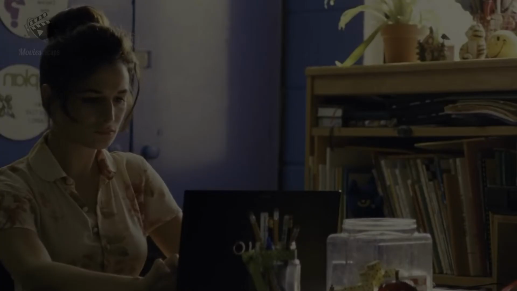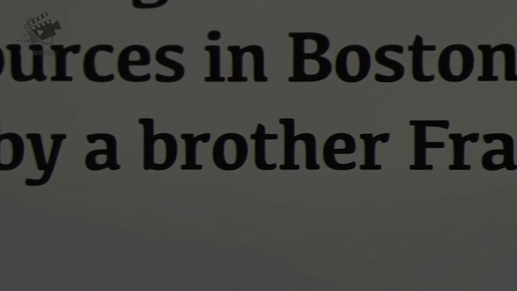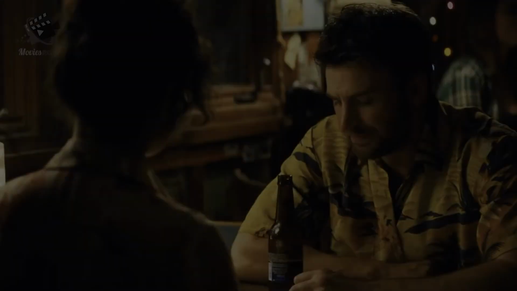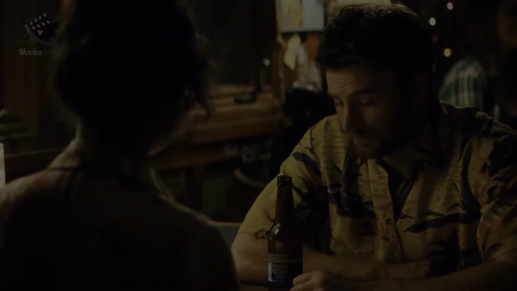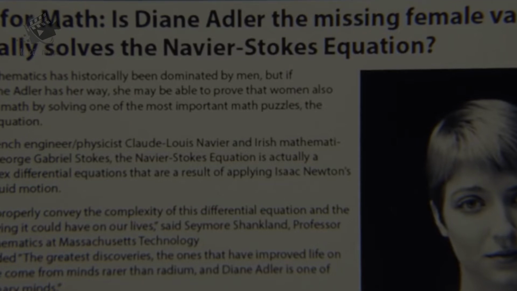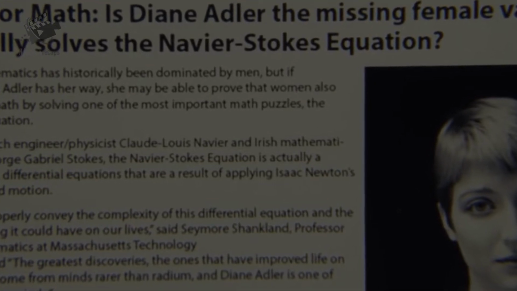Bonnie then does a Google search for the Trachtenberg method and Frank Adler. One day Bonnie goes to a club to meet Frank and asks him about Mary and her ability. Frank then clarifies that Mary is his niece. He also tells Bonnie about Diane Adler.